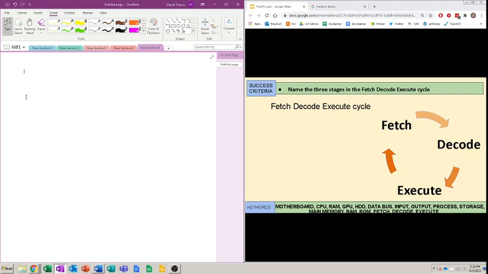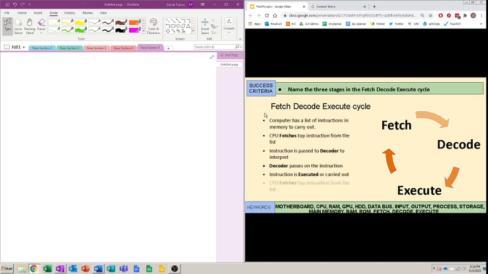However, the process that a CPU goes through is a little bit more complex, and this is called the fetch, decode, execute cycle. And this is the most important concept that you could possibly learn in computing, because this is how a computer does anything. So, what is it all about?